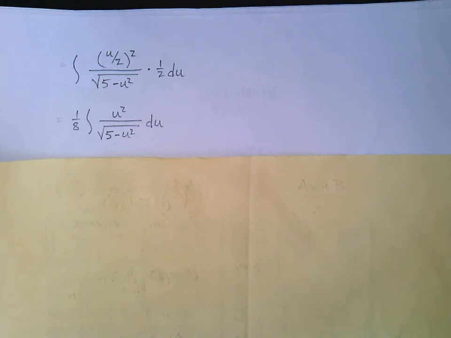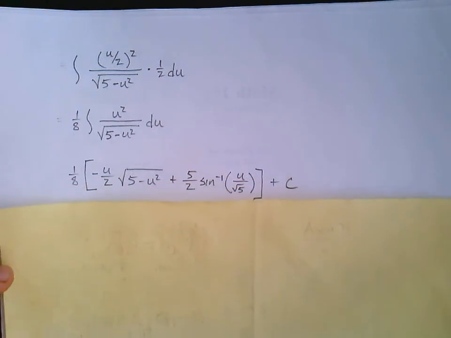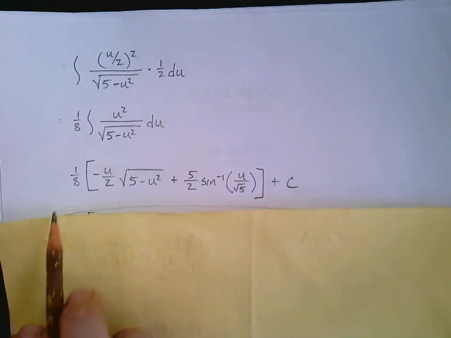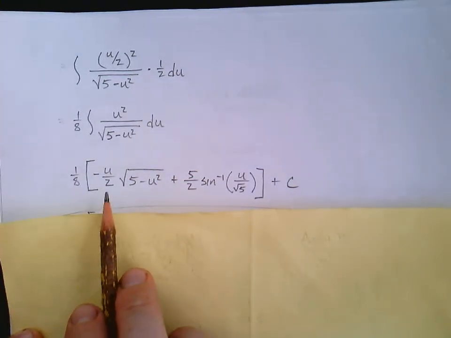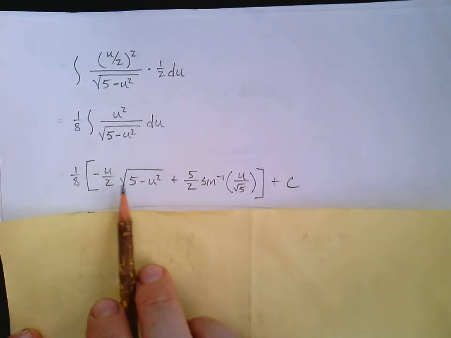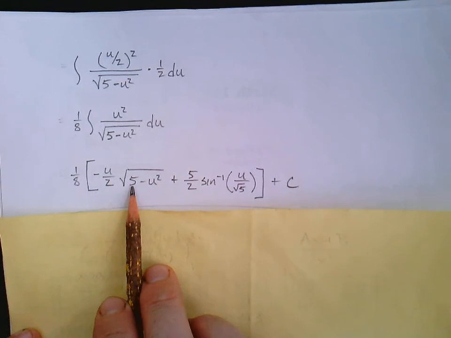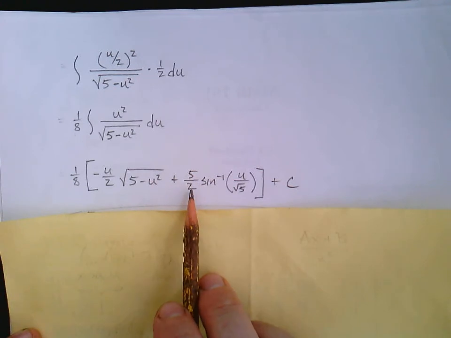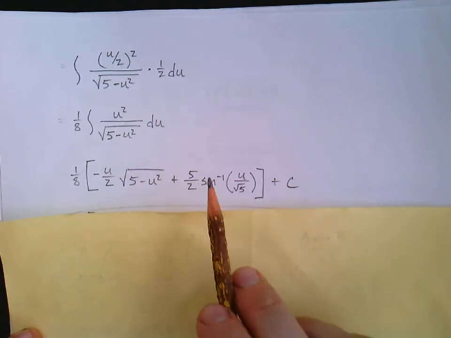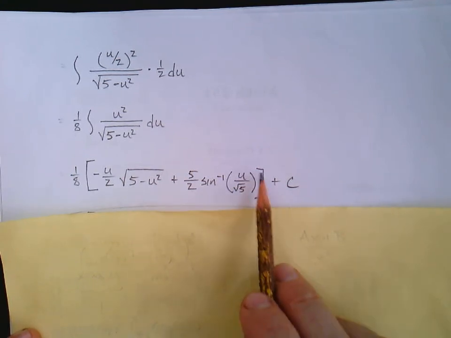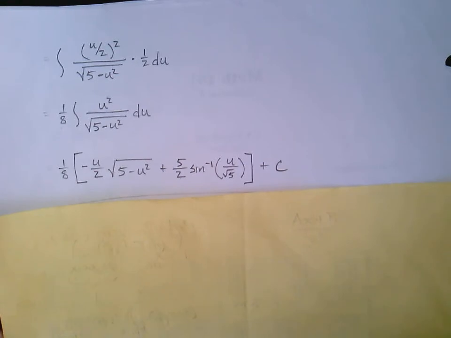Now our integral looks exactly like 34. So I'm just going to write out that formula there with the u's in it. We've got a 1/8, and then here's what that integral equals. Big bracket, since the 1/8, negative u over 2, square root of a squared, I'm just going to fill in the 5, minus u squared, plus a squared over 2, so 5 over 2, inverse sine of u over a, so that's just square root of 5, plus C.